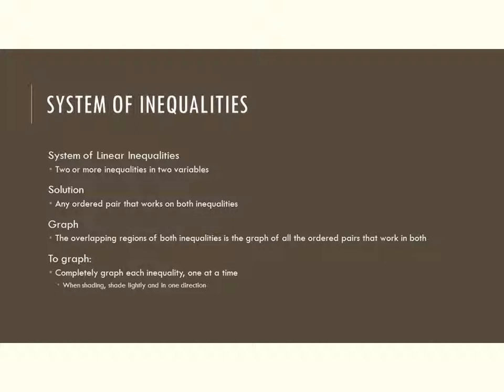A solution here is going to be any ordered pair that works in all the inequalities. And on the graph, that solution is going to be found in the overlapping area. So you're going to graph these linear inequalities, you're going to shade them all, and you're going to have some overlapping area. So the solution is that overlapping area. To graph them, we're just going to completely graph each inequality one at a time, and then what we get as the overlapping area is our solution.